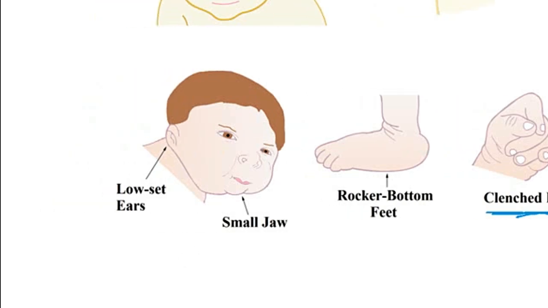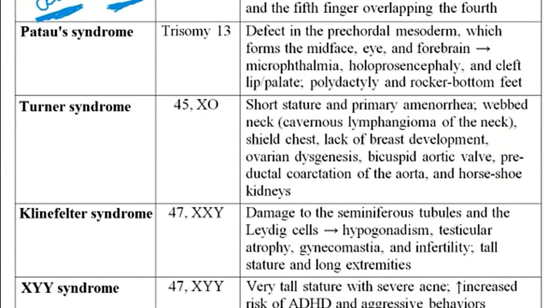The next disorder is Patau syndrome, or trisomy 13, where due to defects in the precordial mesoderm, there is a problem with the formation of the midface, eye, and forebrain. So a problem with the formation of the eye will result in microphthalmia. A problem with the formation of the forebrain will result in holoprosencephaly, where the double lobes of the brain fail to separate. And then finally, a problem with the midface is associated with cleft lip and palate.